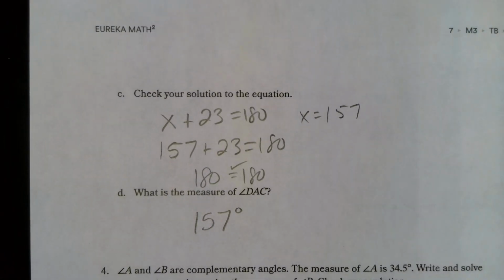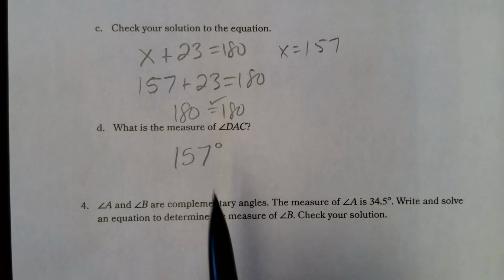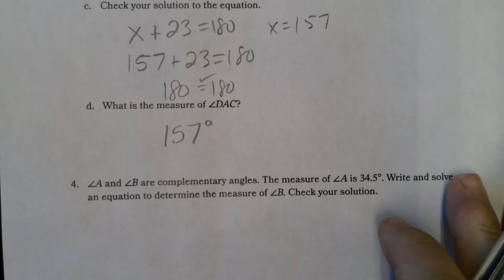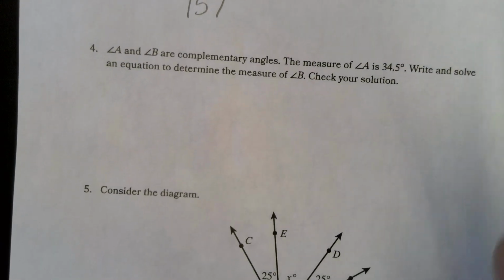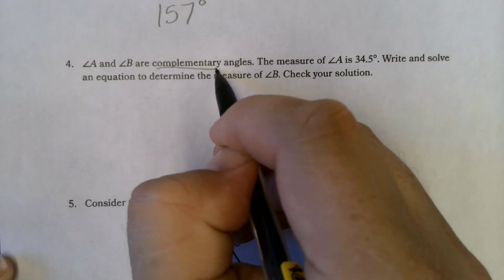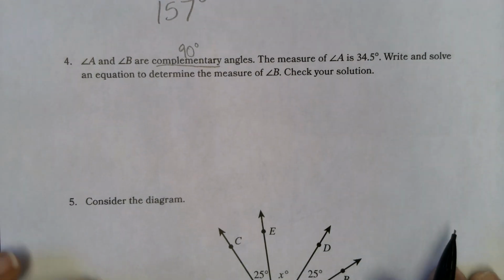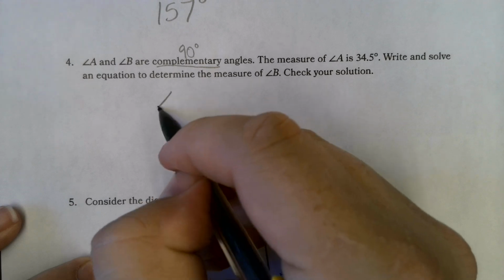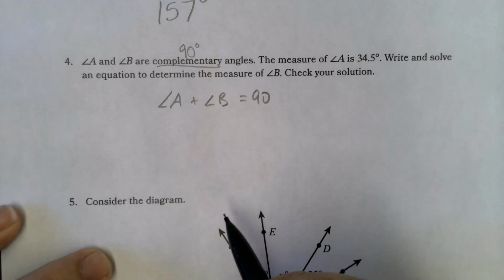If you're writing an equation for complementary angles, you add them together and they equal 90 degrees. If you're writing an equation for supplementary angles, you add them together and it equals 180 degrees. Looking at question 4, it says complementary. Complementary means 90 degrees. So A and B are complementary, so angle A plus angle B equals 90.